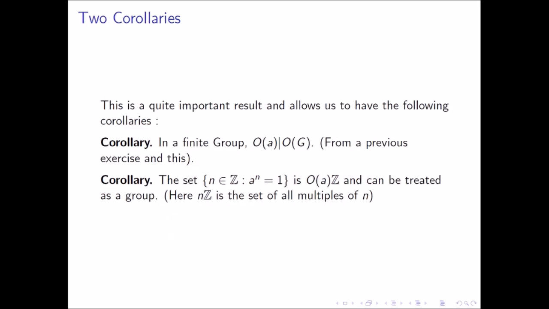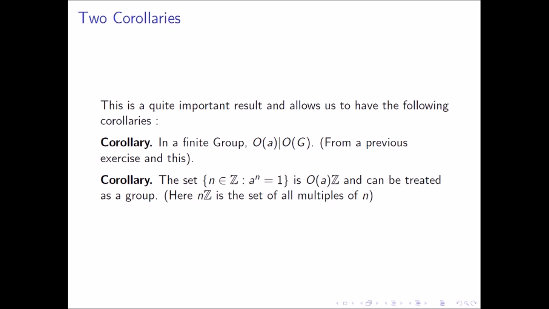So this beautiful result has two corollaries over here. Let's look at them. In a finite group, the order of any element divides the order of the group. This was the second theorem, the exercise, and the previous one. Basically over here we get a power the order of the group is equal to 1, the identity.